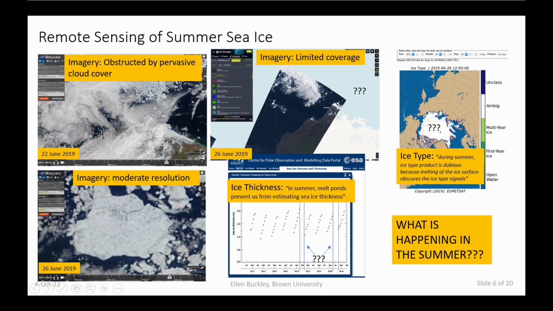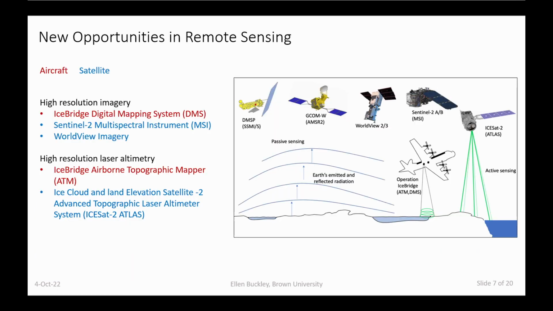It's challenging to calculate freeboard and derived thickness in the summer, and we have these gaps in a lot of our thickness data sets because you can't really distinguish between melt ponds and open water because they look the same in a lot of remote sensing products, and they also confound these algorithms looking at ice types. So thankfully, there are some new opportunities in remote sensing.